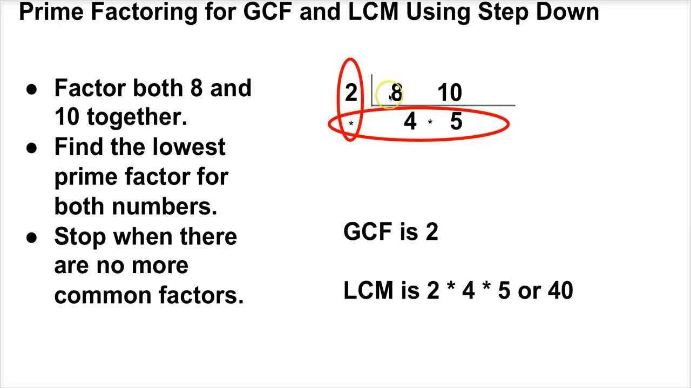So let's double check that. When I think of my 8 table, do I have a 40 in the 8 table? And yes, I do. 8 times 5 is 40. Do I have a 40 in the 10 table? Yes. 10 times 4 is 40. So there is a multiple of 40 in the 8 table, a multiple of 40 in the 10 table, and my LCM is 40. My GCF is 2. Okay? So let's take a look at another example.